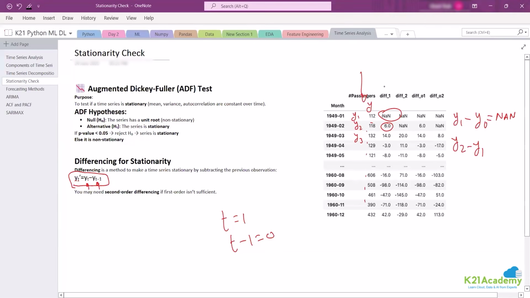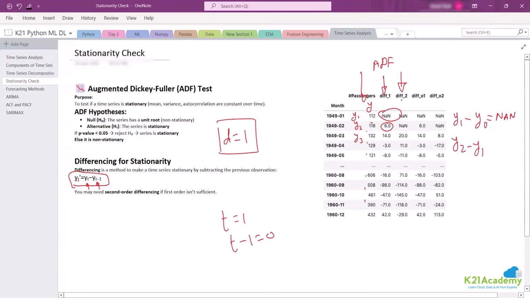After calculating the first differencing, we again apply the Augmented Dickey-Fuller test on that differencing column. If it rejects the null hypothesis after the first differencing, then we can say that we are getting the differencing value as 1. If it fails to reject the null hypothesis, then we perform the second differencing.